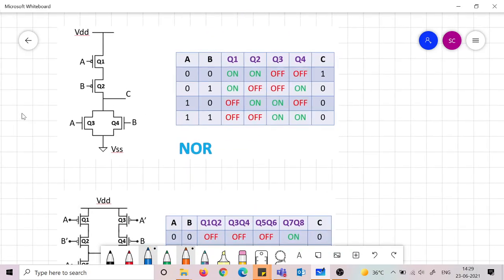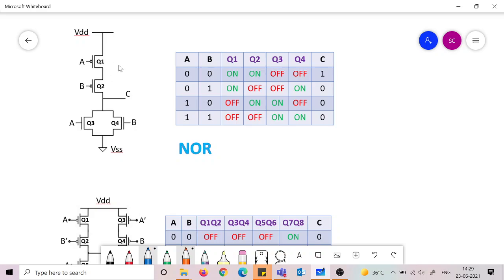So let us analyze how it operates now. Whenever any one of these inputs is high, either Q3 or Q4 is like a short, it is closed, so VSS comes to C, which is ground, and one of these is open, so VDD cannot come to C. So only VSS comes to C, and hence the output is low. And when A and B both are 0, then both Q1 and Q2 are shorted, and both Q3 and Q4 are open. So VDD comes to C, and C is 1.